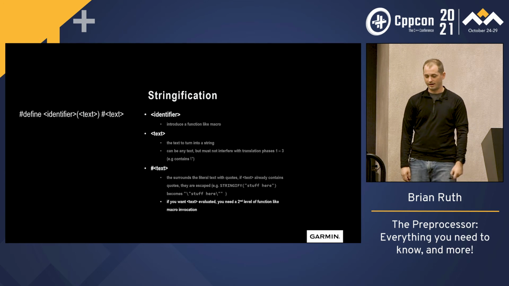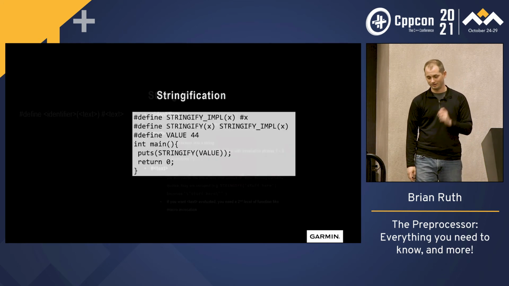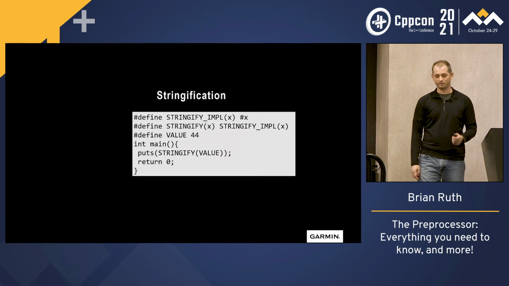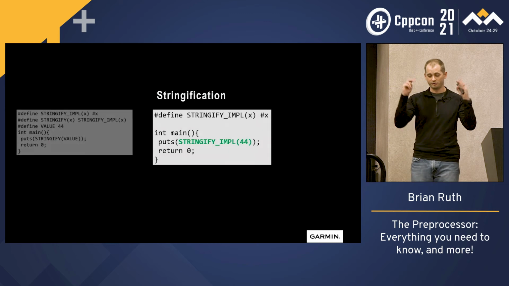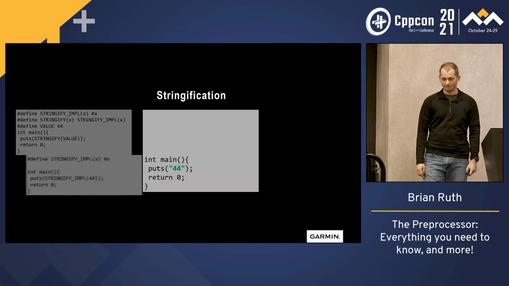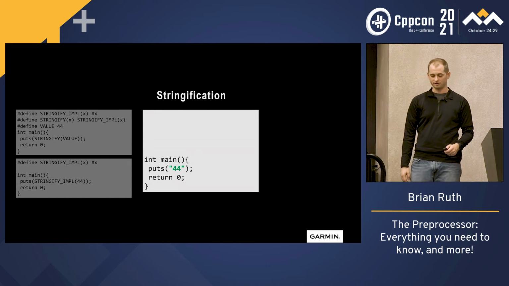So, as with all programming, we need another level of indirection. Now we've got a stringify and a stringify impl. So the way it's going to work is it's going to do a first pass to sub in your 44, and then a second pass to output the 44, to actually evaluate the preprocessor directive.